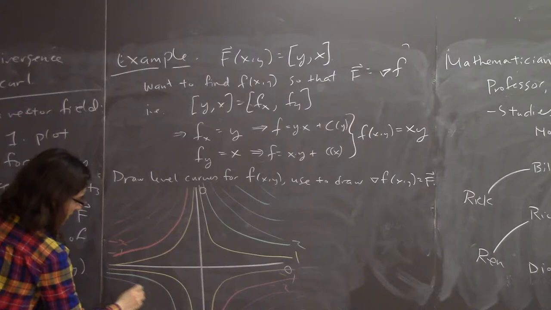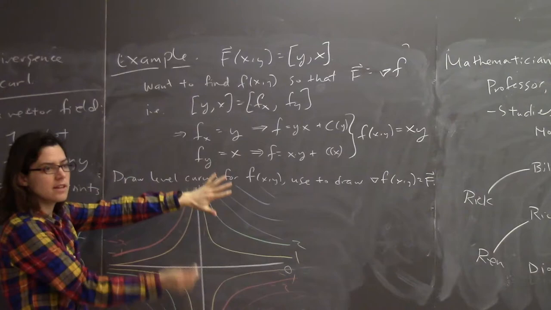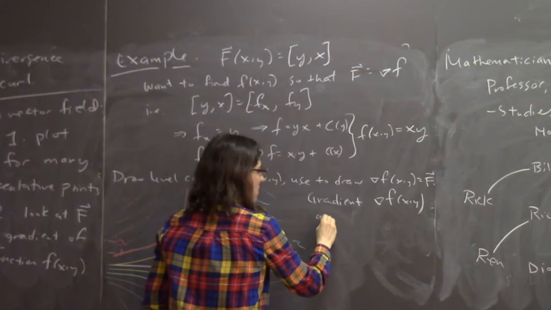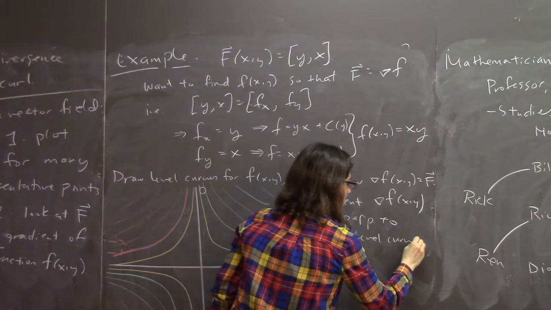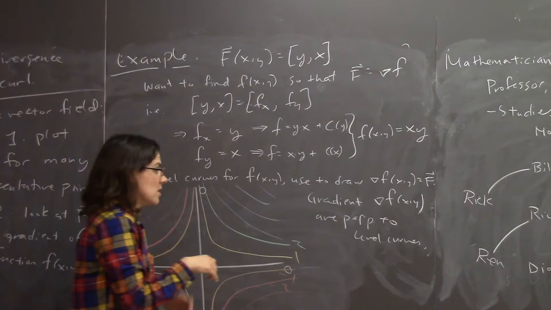Okay, now we want to draw in the gradient, because this is all just helper things. The gradient is what we want. So now gradient vectors of f at x, y are perpendicular to the level curves, because the gradient is the direction of greatest ascent. So you would not want to go in the direction of the level curves, because the level curves are the directions where you're not changing at all. And in the direction of increase.